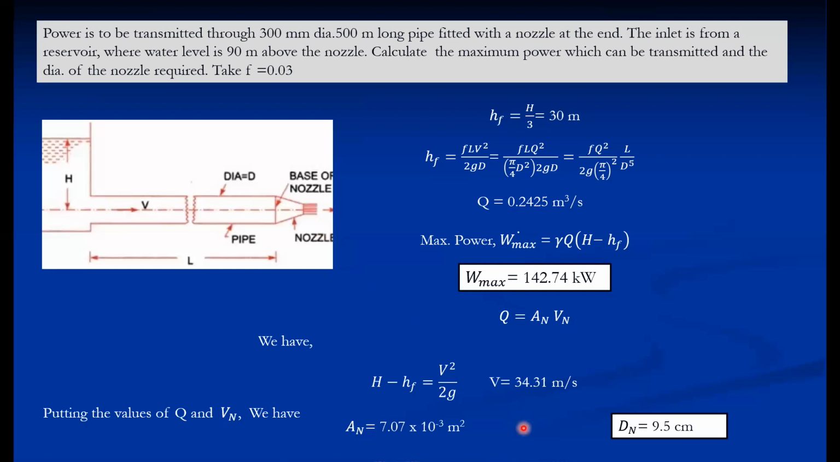So such kinds of numericals can be asked, but all the numericals move around three expressions: the expression of power, that is gamma Q (H minus HF); the condition for maximum power, that is HF is equal to H by 3; and finally, the efficiency relation, which we have to memorize. And this is common sense.